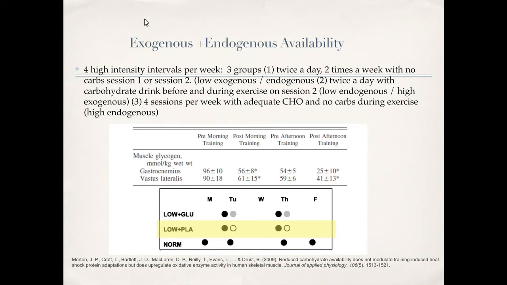Secondly, in the second group, which is here, they also trained twice a day, and they depleted in the first session. They didn't have any carbs in the interim. However, right before the session and during, they did have carbohydrate. So that's low endogenous and high exogenous carbohydrate availability. And then the final group did 4 sessions per week, spread out throughout the week, and they had adequate carbohydrates, so they had high endogenous, high exogenous each session, and that's right here.